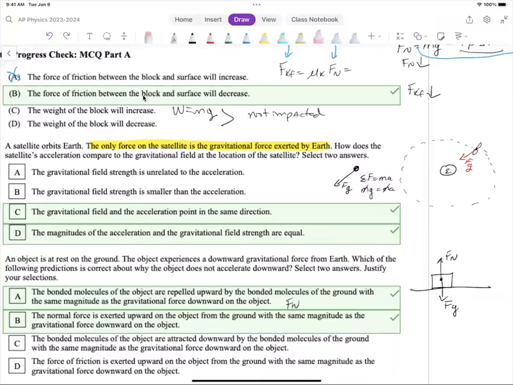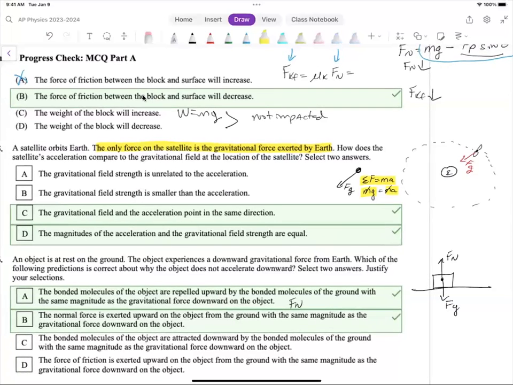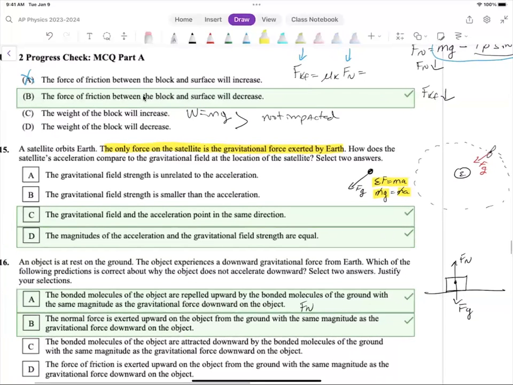That's the only force. So if you look at the sum of the forces acting on the satellite, it equals ma. Well, what's the only force acting on it? We'll call it positive, mg, okay? It equals the mass of the satellite times the acceleration of the satellite. And you find that the little g is now equal to the a. So the acceleration of the satellite, I know it's hard to imagine, we'll get into this in greater detail, is the same as little g. Now let's look at all the things. The gravitational field strength, what does that word mean? That's g, is unrelated to acceleration.